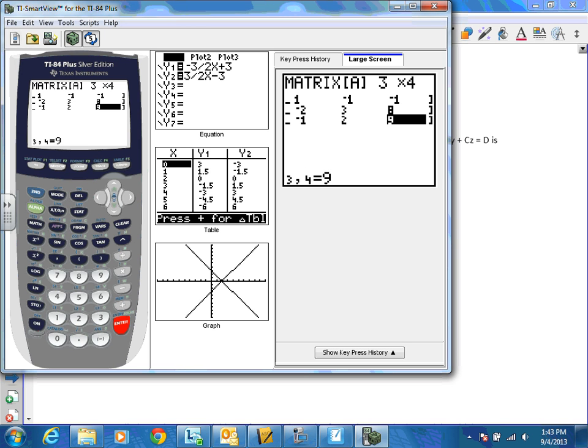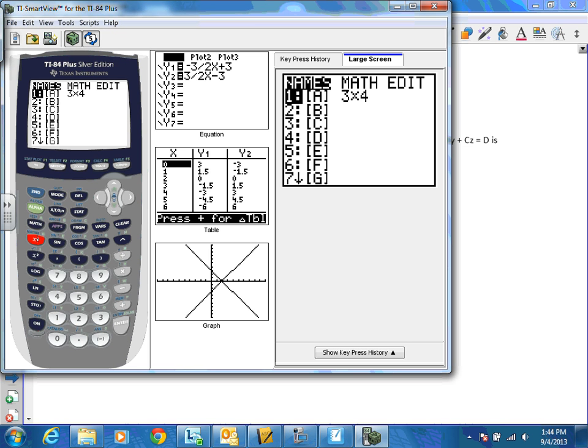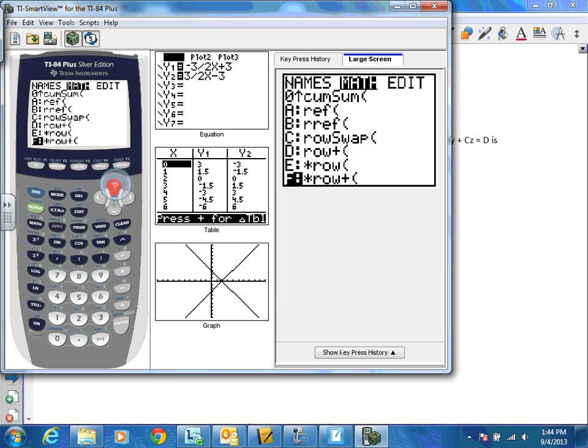All right. So again, I'll say second quit. And now I'm going to go back to my matrix. And we're going to do some math now on the matrix. So we're going to go over to math. And you can either scroll up or down. This one's actually faster to scroll up to. And make sure you get the RREF, not the REF. That's different. Tell your neighbors that.